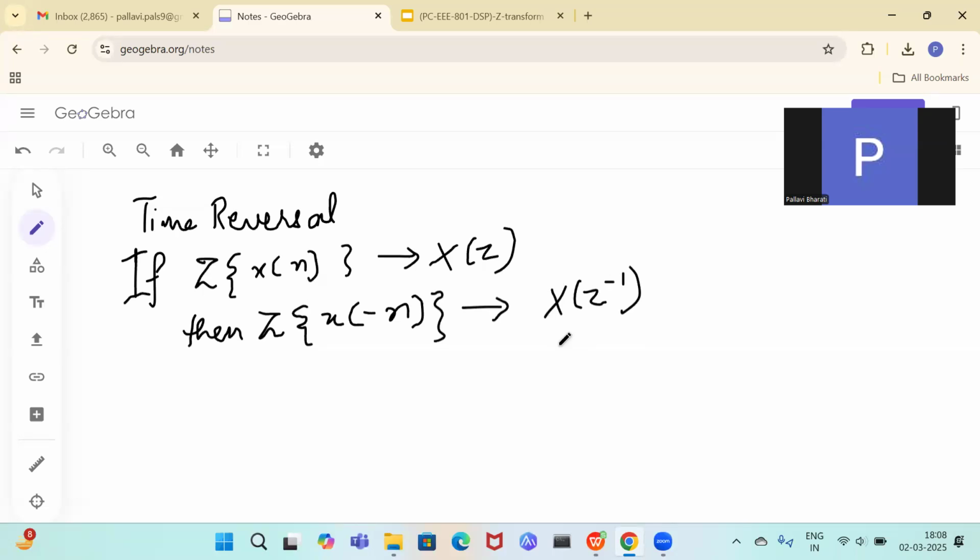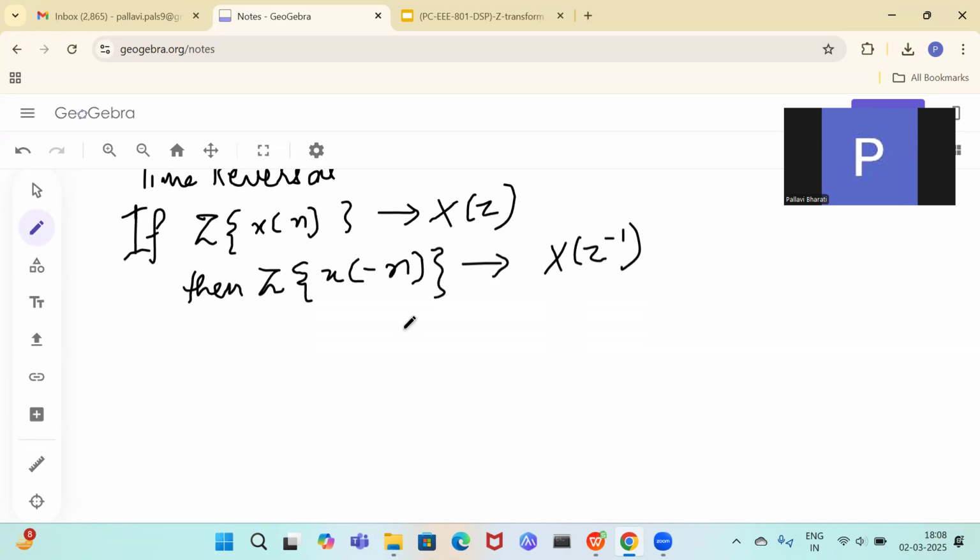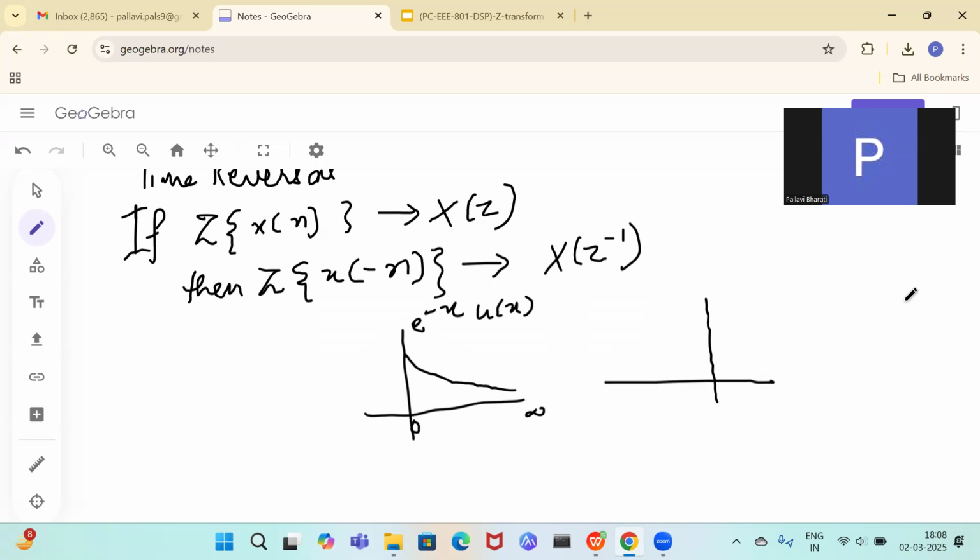So first, let us understand what is meant by time reversal. Suppose you have a signal e to the power minus t u of t. Then the signal will be in this manner: it will start from 0 and go till infinity. I'm writing this in the continuous time domain case.